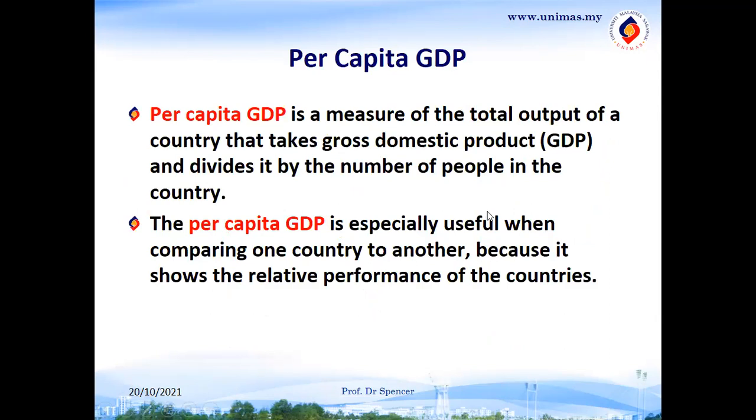All right. Per capita GDP. GDP is gross domestic product, ataupun keluaran negara kasar, KNK. So per capita GDP is a measure of the total output of a country that takes gross domestic product and divides it by the number of people in the country. So that is the per capita GDP.